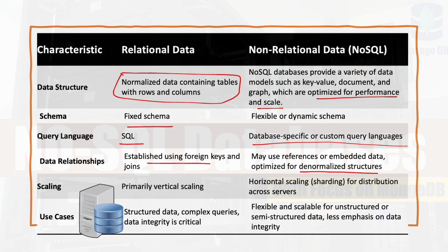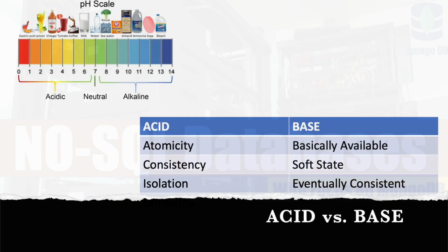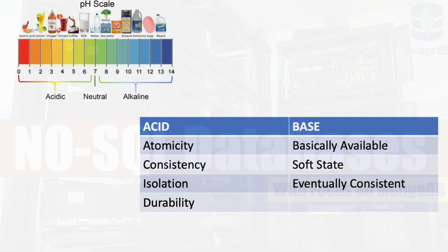Use cases, we have already seen the use cases of relational database, which are complex queries, structured data, data integrity is critical. In case of non-relational database, we have flexible and scalable data, which is unstructured or semi-structured, with less emphasis on data integrity. Another thing to note for the relational and non-relational database is this.